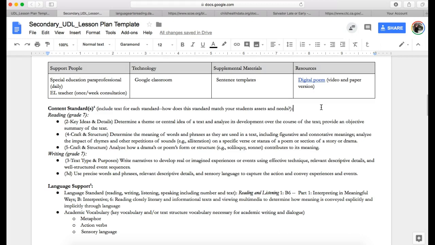Then once we have done some reading and analysis of the poem, we'll move into the writing standards, where students will be asked to write a personal narrative. They'll develop that narrative using Salvador Late or Early as a mentor text, focusing on relevant descriptive details, the precision of word choice and phrases, and the use of metaphor to help convey the experience or event.